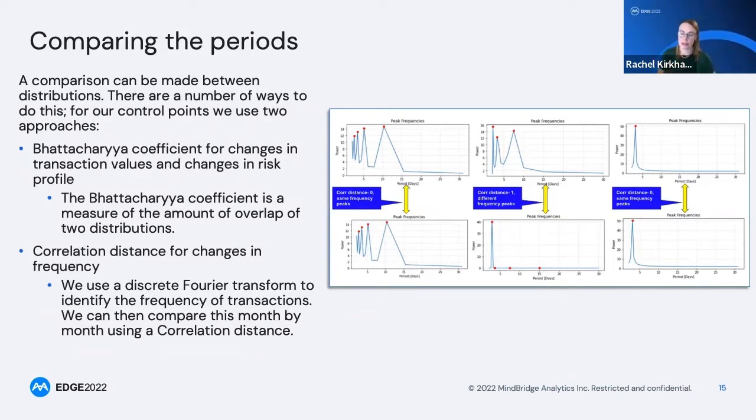When we compare the frequency of transactions, we have to take a slightly different approach. First we identify the frequency of transactions month by month, using something called a discrete Fourier transform. We can then compare month by month using a correlation distance. You can see this comparison on the right-hand side, with the frequencies associated with each period. On the very left-hand side we have the same frequencies within a month. In the middle we have a big change in the frequency of transactions in that month, so that's got a correlation distance of 1. We can use this comparison to produce a numeric score associated with the level of change of these different characteristics of transactions.